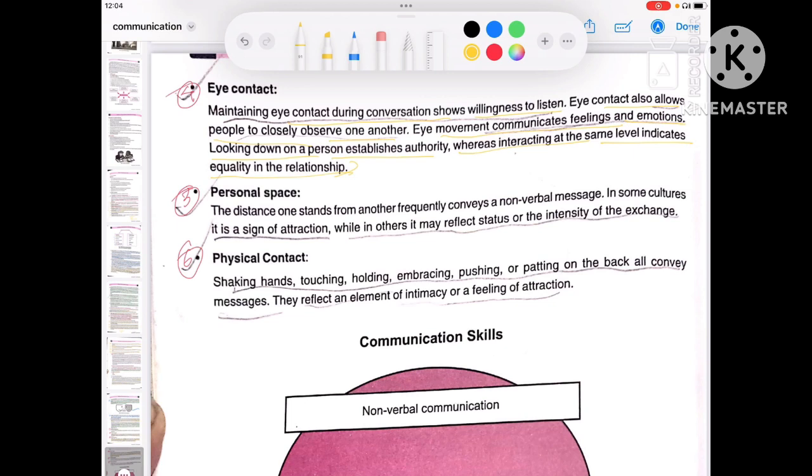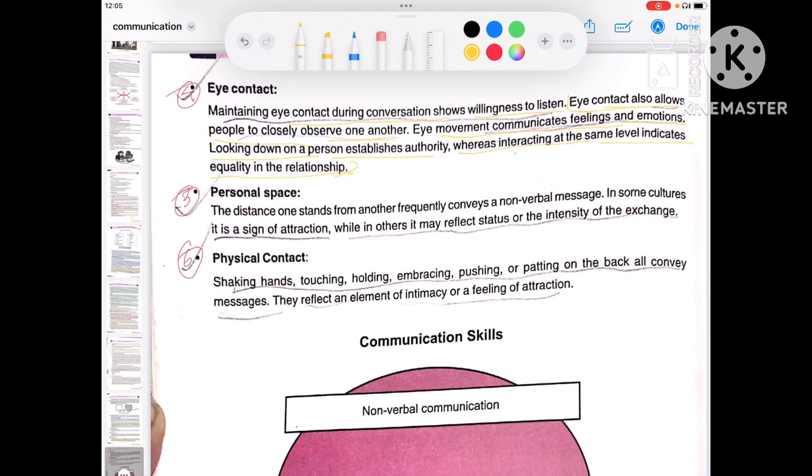So they are not bothered about what we are saying, we are not concentrating on what we are saying. So there will be improper communication. So here, maintaining eye contact during the conversation shows a willingness to listen, and eye contact allows people to closely observe one another. So they will think that okay, if you are maintaining eye contact, he is understanding, he is listening to what I'm saying, he is giving respect to me.